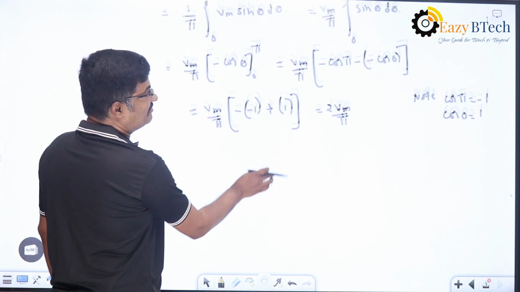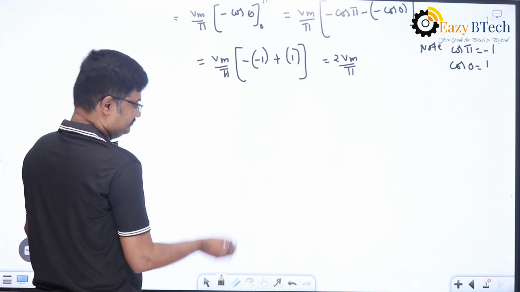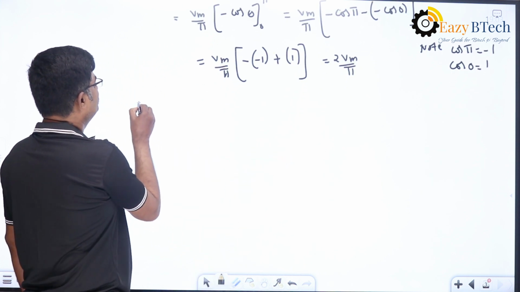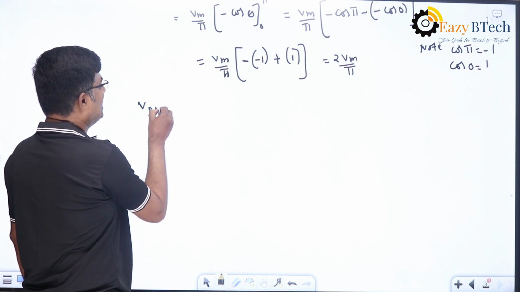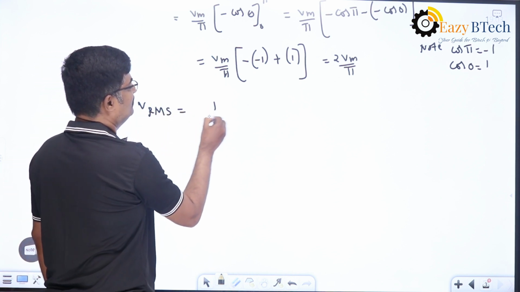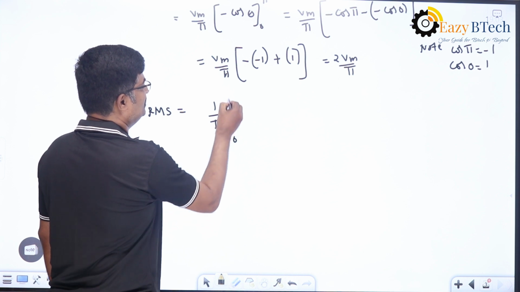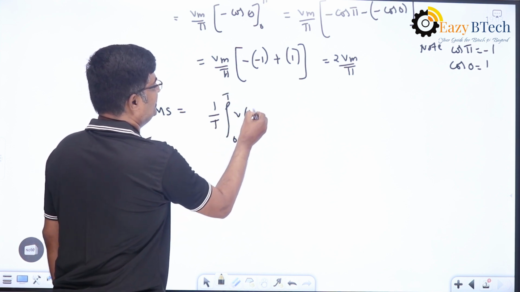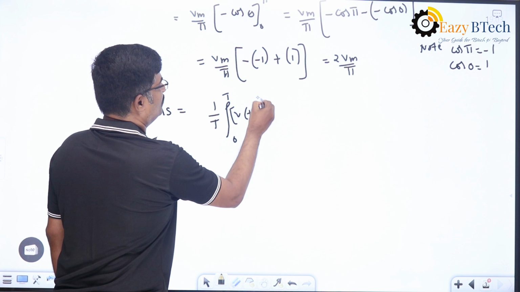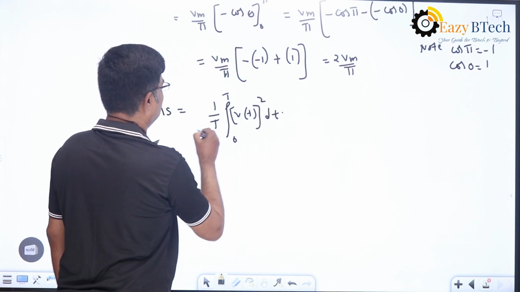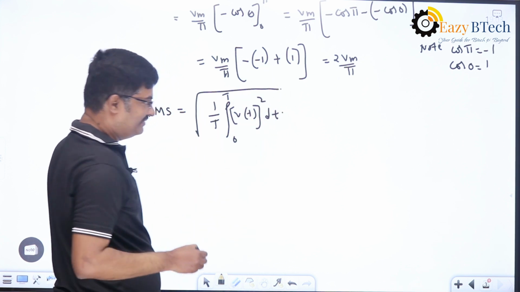Now, when I am coming to the RMS value, I am having V RMS is equal to, once again, 1 by T integral 0 to T V of t whole square into dt, total under root. This is the value which I am having.